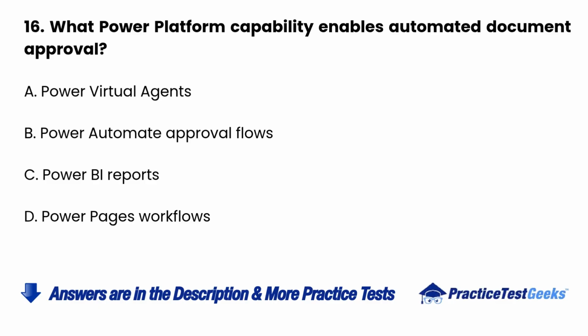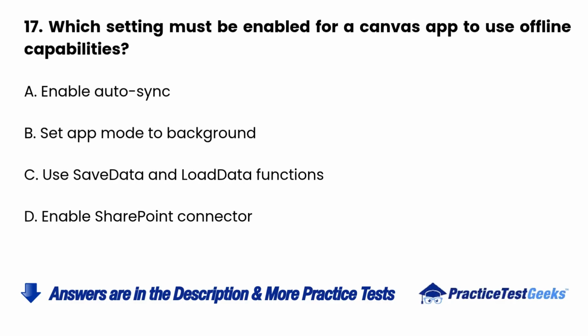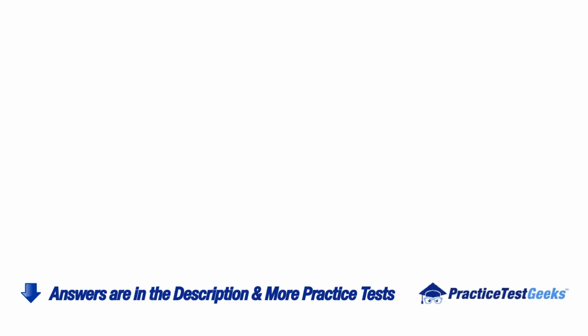16. What Power Platform capability enables automated document approval? A. Power Virtual Agents. B. Power Automate approval flows. C. Power BI reports. D. Power Pages workflows. 17. Which setting must be enabled for a Canvas app to use offline capabilities? A. Enable autosync. B. Set app mode to background. C. Use save data and load data functions. D. Enable SharePoint connector.